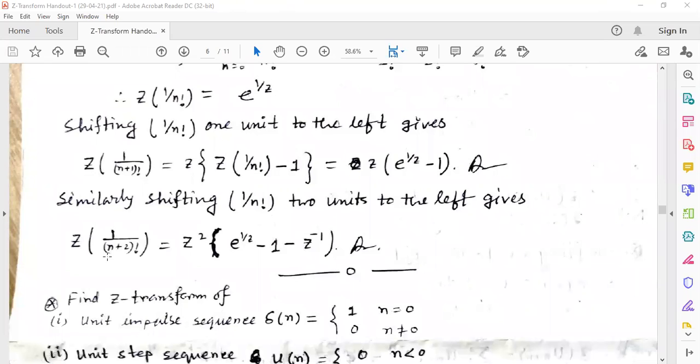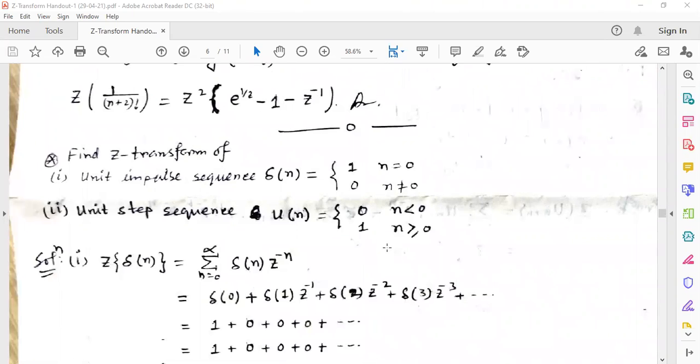The z transformation of 1 by factorial n plus 2 is equal to z square into U of z minus 1 minus z to the power minus 1. U of z means e to the power 1 by z. We are putting the value of U of z, and then it comes to this.